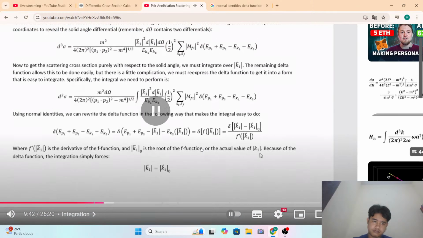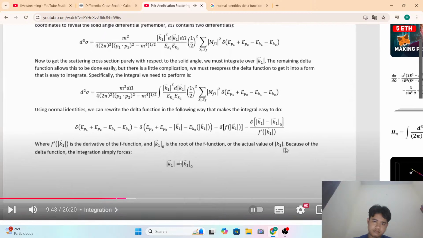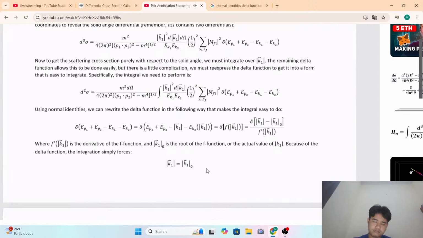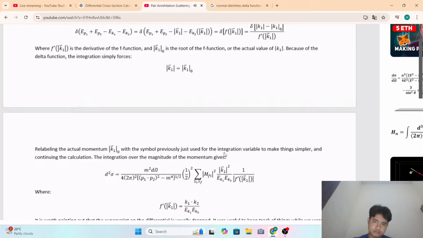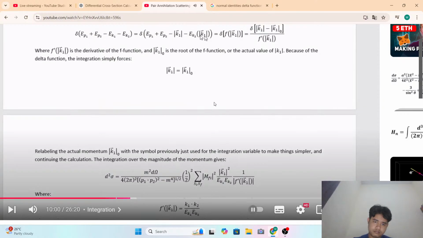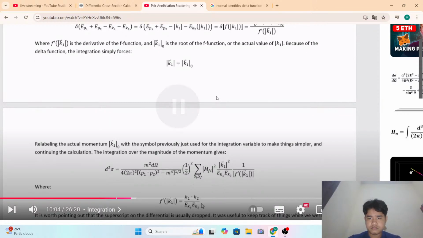Or the actual value of k1. Because of the delta function, the integral simply forces this relation to be true, relabeling the actual momentum k1 naught with the symbol previously used to represent the integration variable to make things simple, and then continuing the calculation gets us to this. If we actually look at the form of this f function here and take its derivative, we find this value.